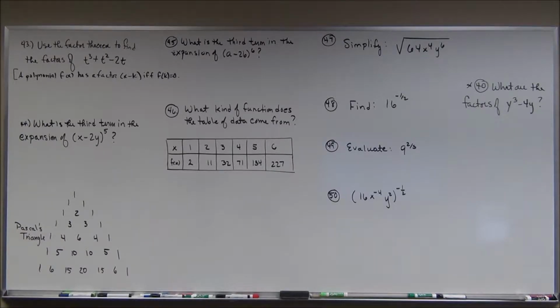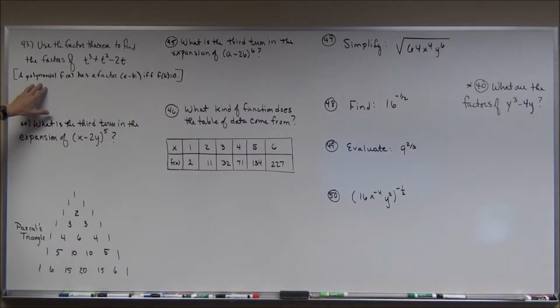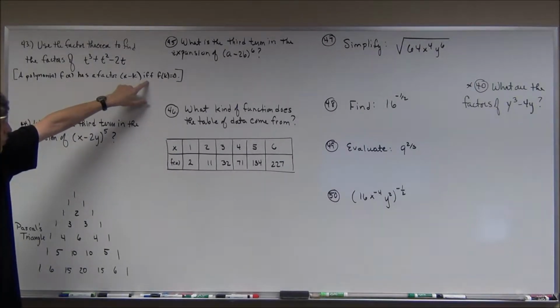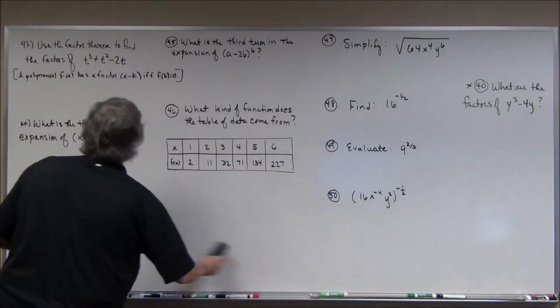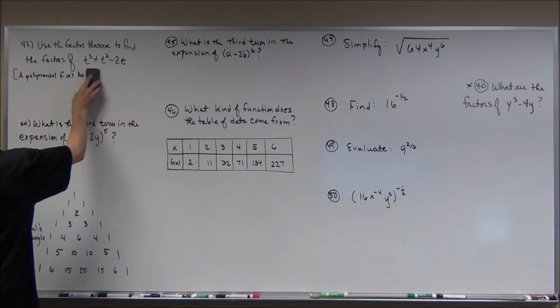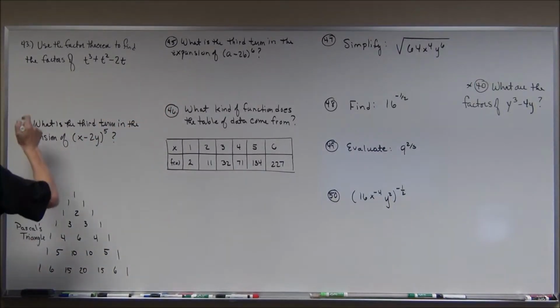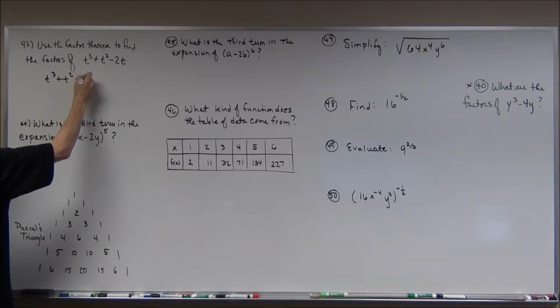Use the factor theorem to find the factors of t to the third plus t to the second minus 2t. Now, the factor theorem pretty much says a polynomial f of x has a factor x minus k if and only if f of k is equal to 0. I don't think we're really using this theorem here. I think we're just going to go ahead and factor this guy out in a traditional manner. Okay, the directions threw me off a little bit there. So we're going to factor t to the third plus t squared minus 2t.